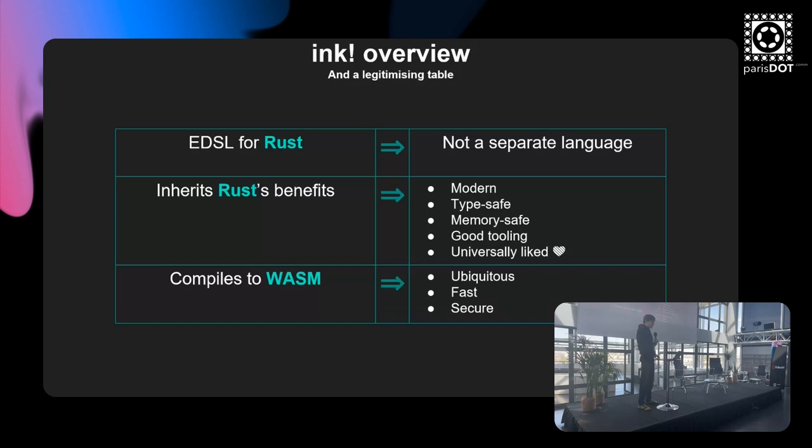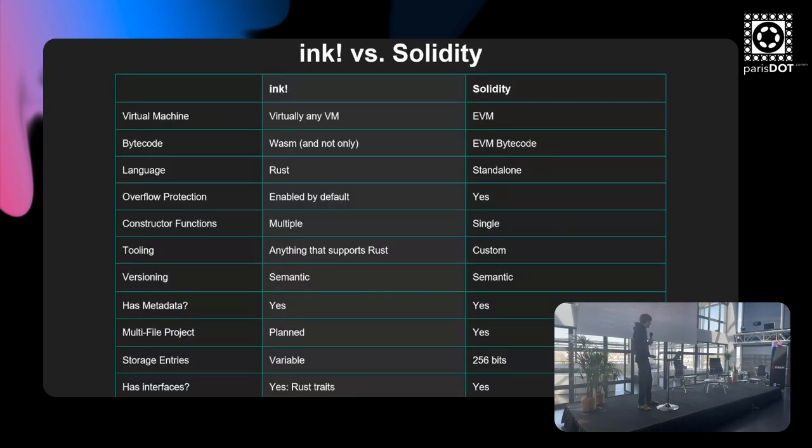It compiles down to WASM, which is something much more universal than what the contracts written in Solidity compile into. So this is the comparison. It's taken from the main page of the Ink project, with some small adjustments because it was not really up to date.